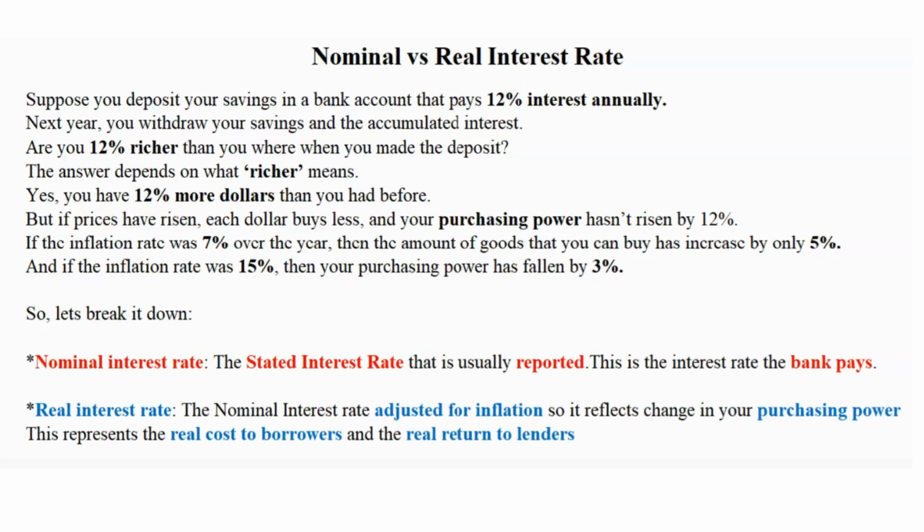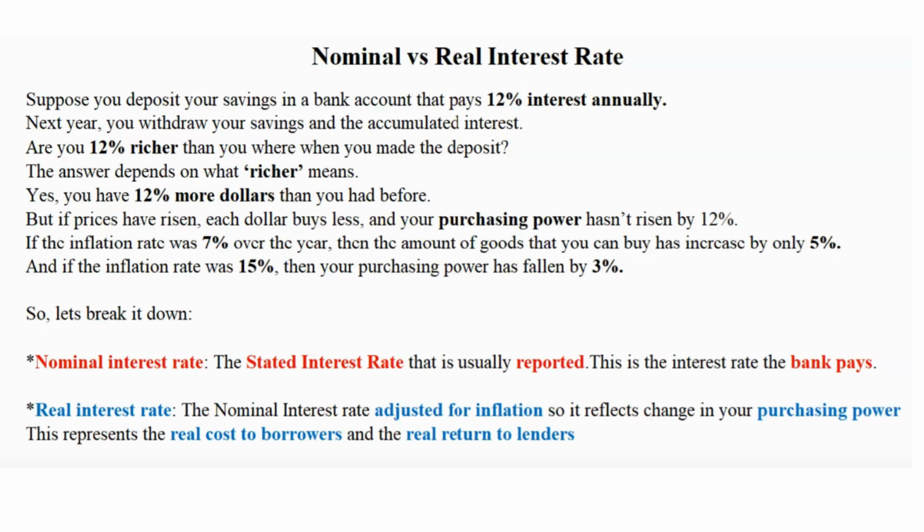In our example, we considered two scenarios. In the case where the inflation rate was 7%, our real interest rate was the nominal interest rate of 12% minus the inflation rate of 7%, giving us a real interest rate of 5%, which reflected the increase in our purchasing power.